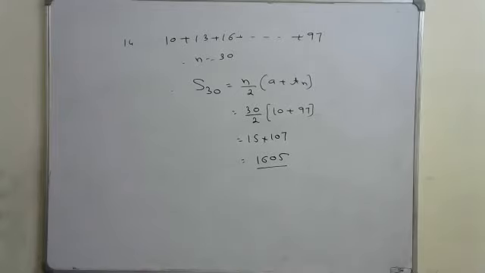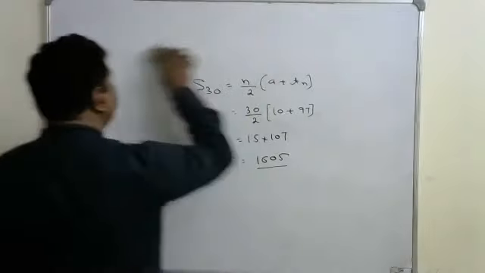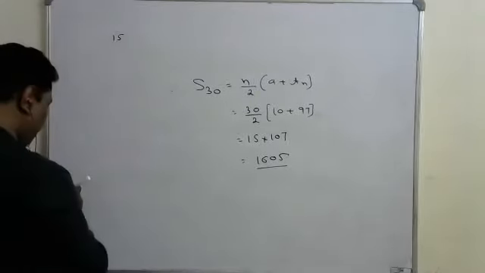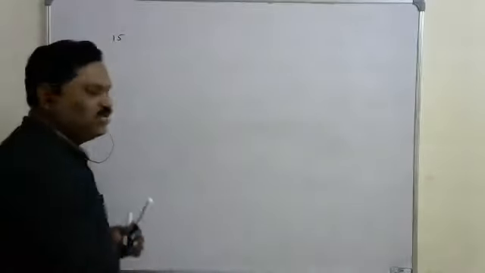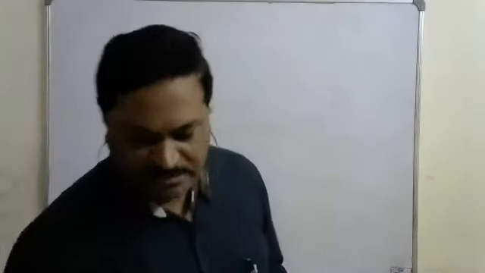Okay. Now observe the next problem, the 15th problem, once again. Find the sum of 3-digit numbers which are divisible by 7. So 3-digit numbers means those are the numbers available from 100 to 999.